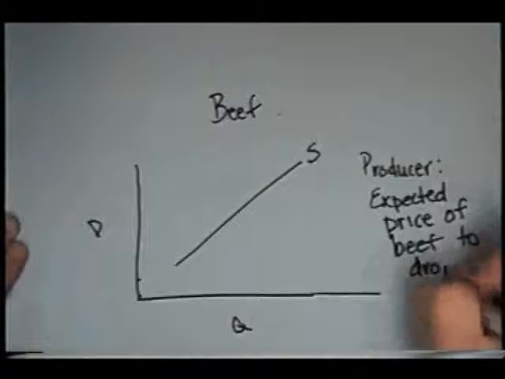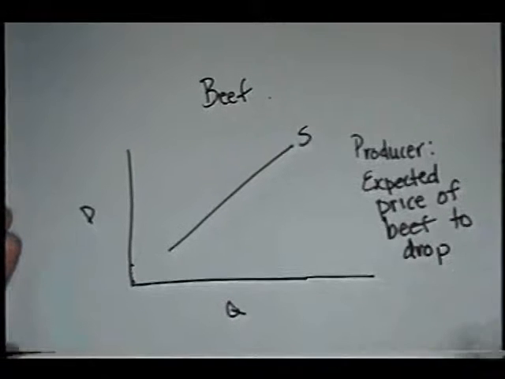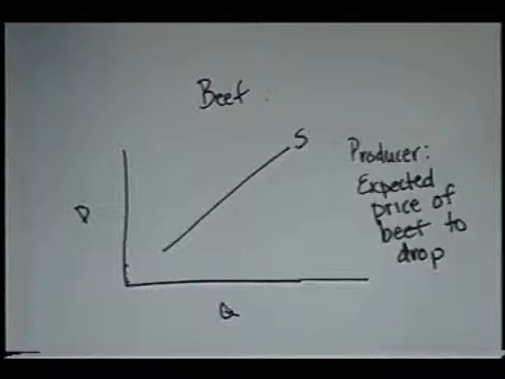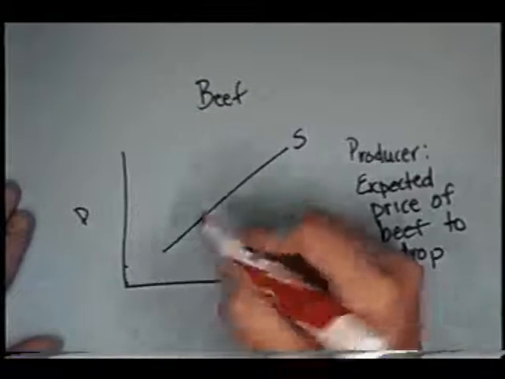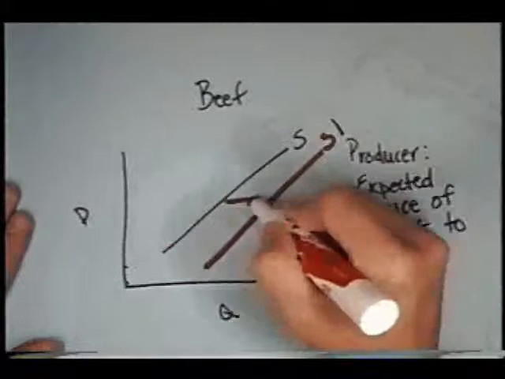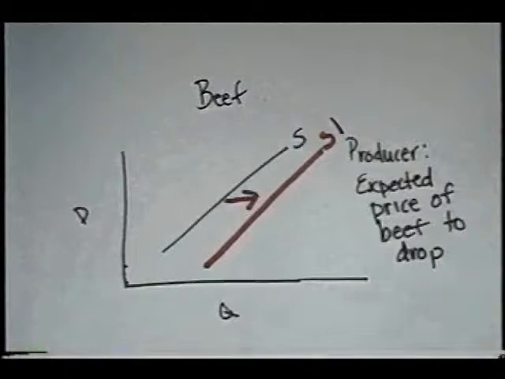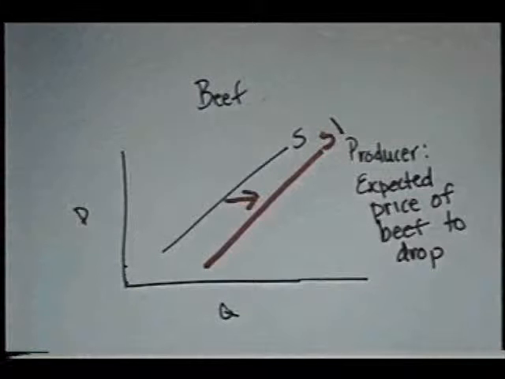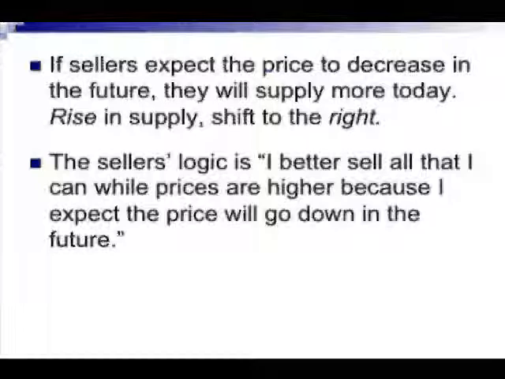Now, it did not drop today. There was no actual price change at this point, but expectations is what changed. So what he said was, I'm going to get out of here while the getting's good. So I am going to take my supply and put it out on the market. There was an increase in the supply of beef as a result of that. Okay, let's look at some notes on that.